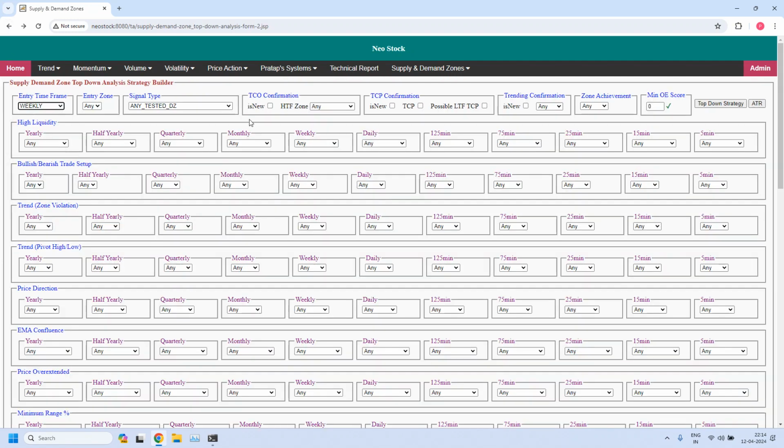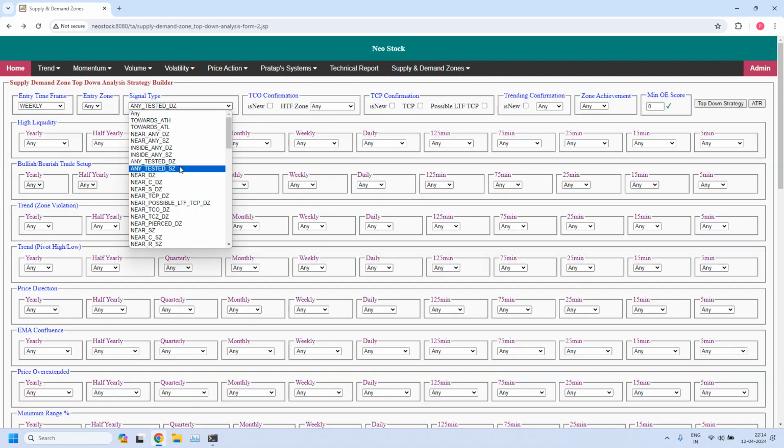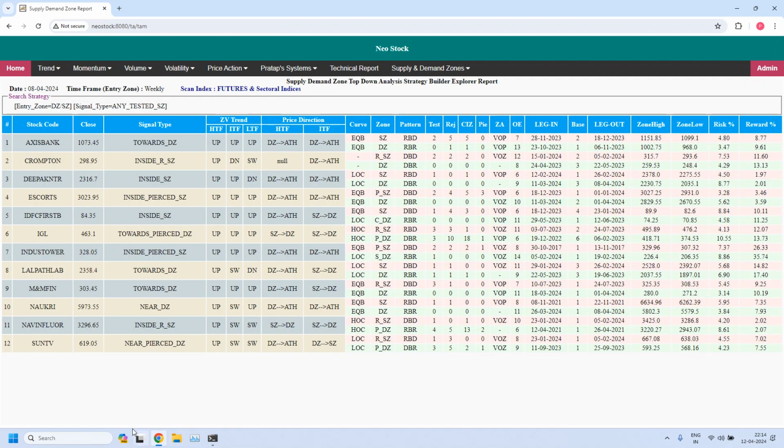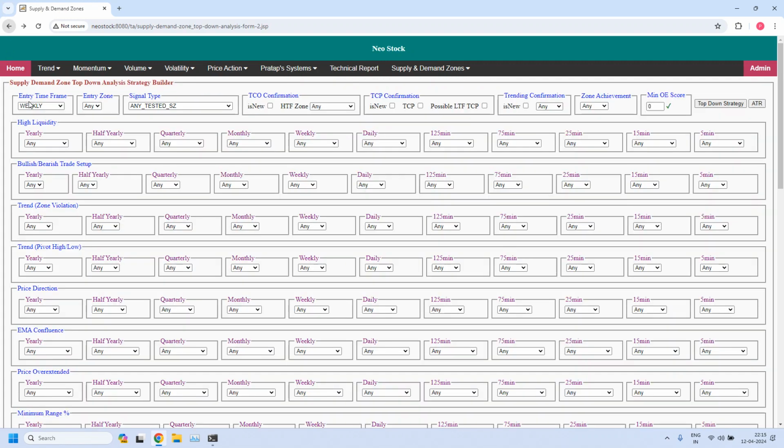For weekly time frame, let us find the tested weekly supply zones. So these 12 stocks having weekly supply zones are tested during this week. So let me go back and find the newly created zones.